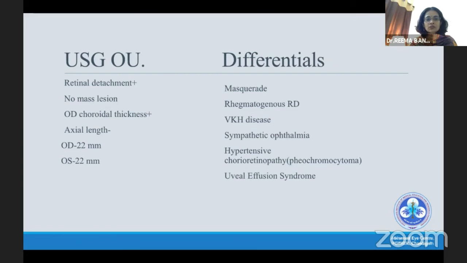Now, ultrasound showed retinal detachment as seen clinically. There was no mass lesion. The choroidal thickness was increased. Axial lengths were normal in both the eyes and same.